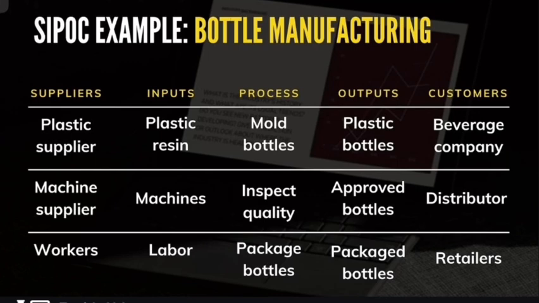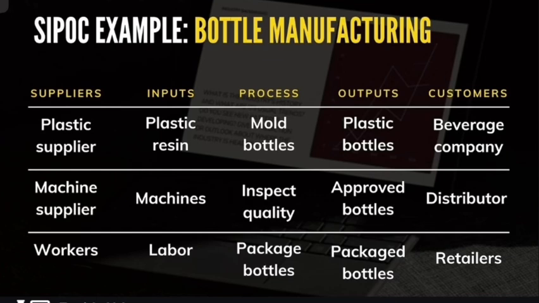So now for the outputs. So outputs are again the products or the results of the process. So our finished bottles are now ready for beverage companies, and our defective bottles are to be removed or recycled. Then the production reports, they track the quantity and quality of our products.